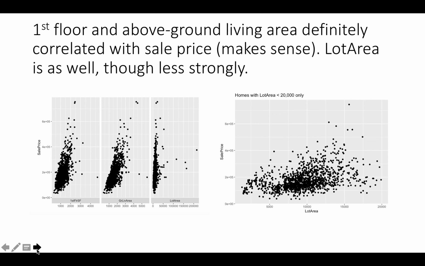That variable is very skewed, so I also just took a snapshot looking only at the homes minus those very high outliers for lot area. You still see a correlation, but it's not quite as clean a line as for first floor square feet and above ground living area.